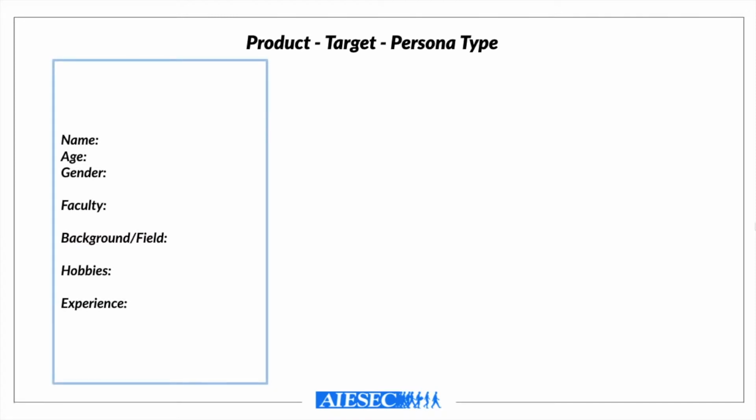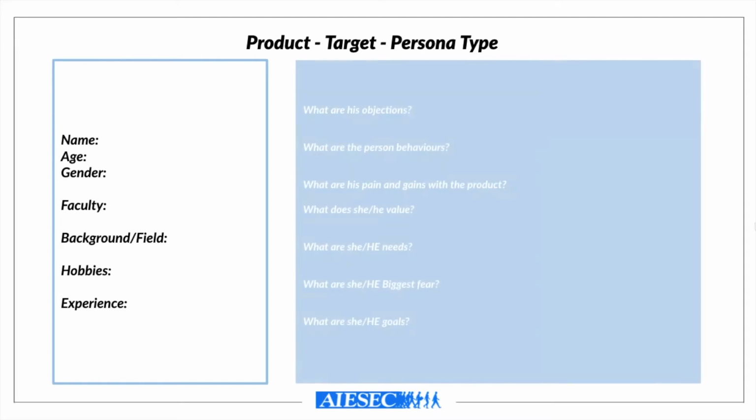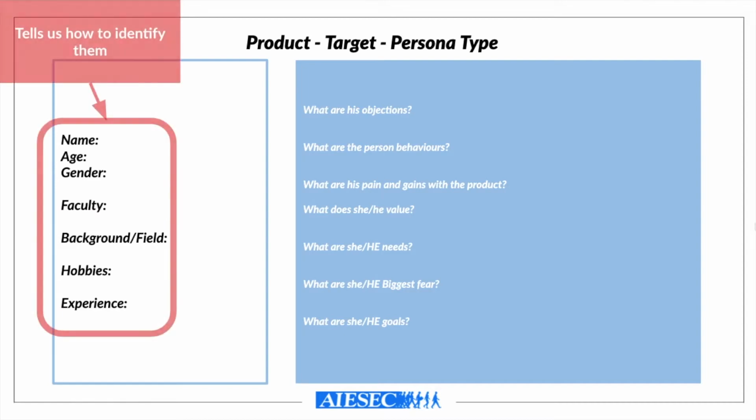This first type goes over their name, age, gender. Faculty is kind of like major, background, or what field do they work in, hobbies, and any experience that they have. The second is more about who they are as a person. What are their objections? What are their behaviors? What are their pains and gains with going on this product? What do they value? What are their needs? What are their biggest fears? And what are their goals? And each of these things tells us something different.